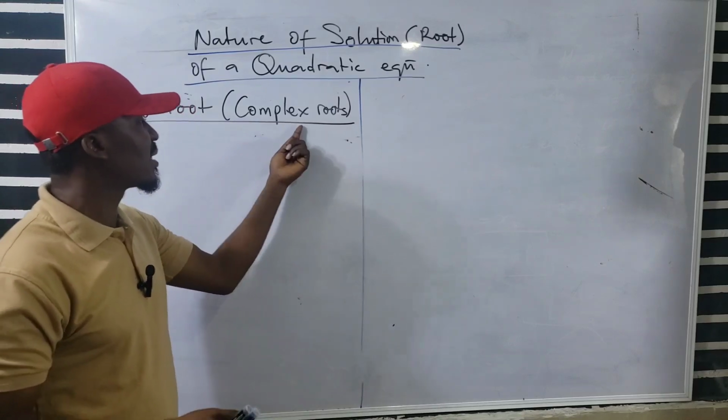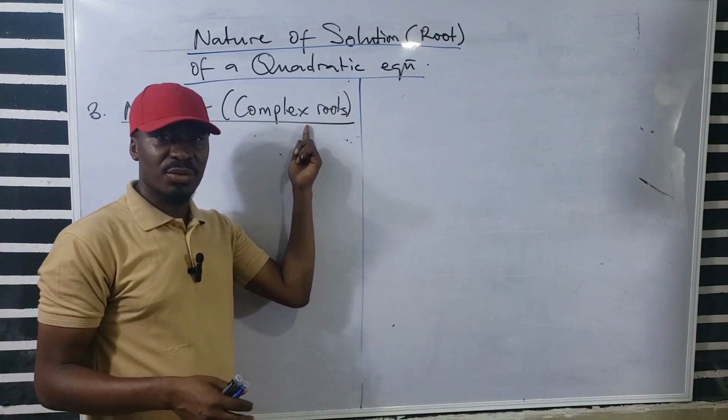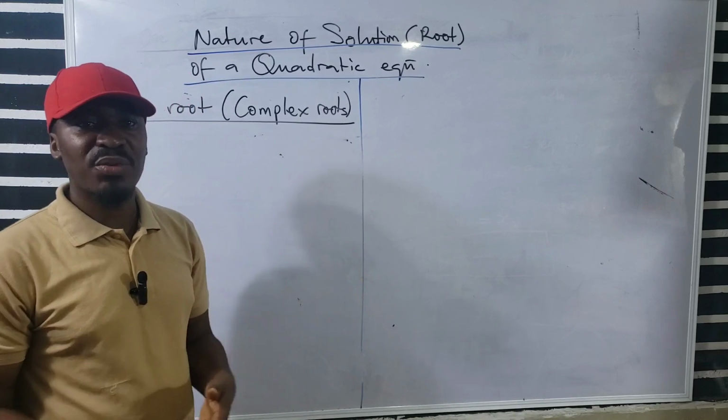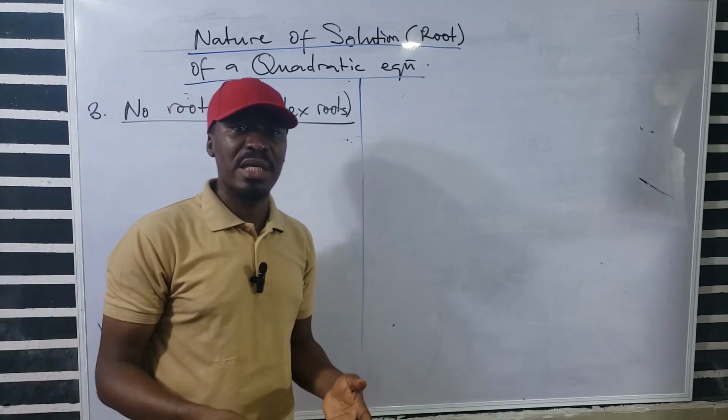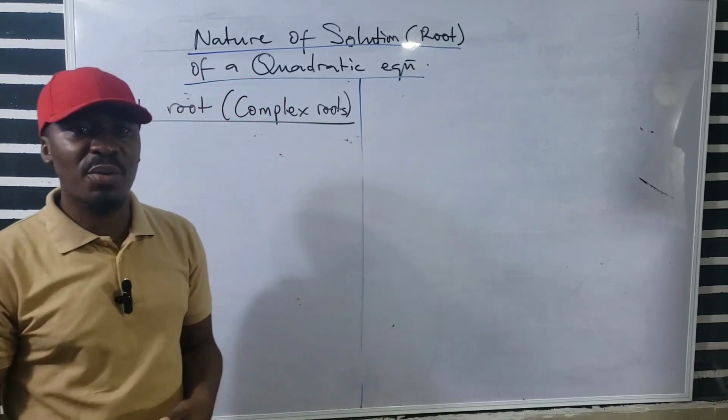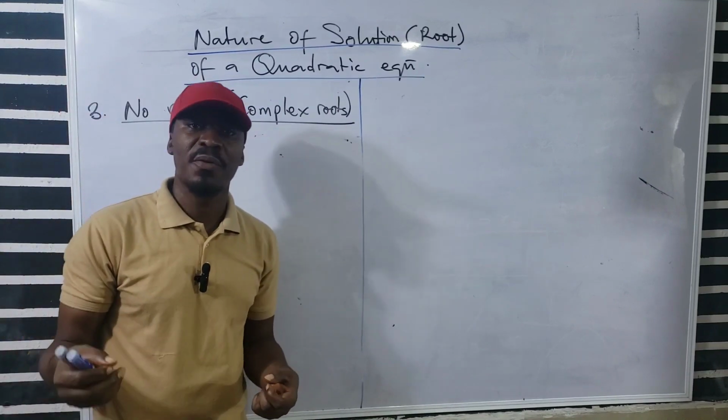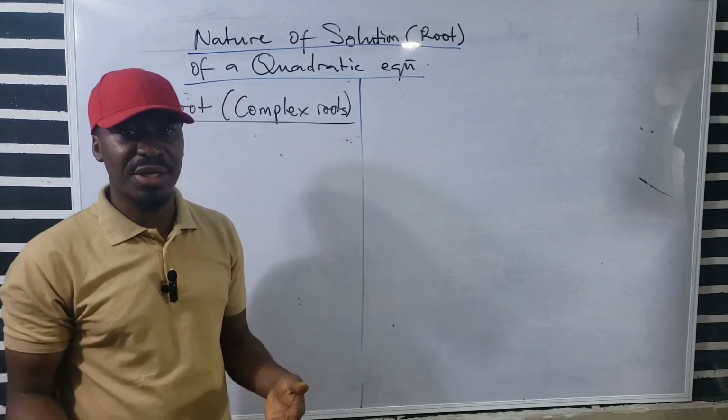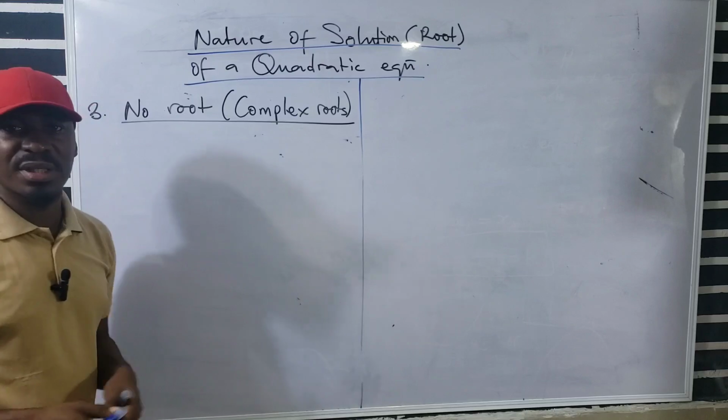It simply means that it has what? A complex root. And what is a complex root? It means that the root of the equation is a complex number. A complex number is a combination of a real number and an imaginary number. So how does it look?